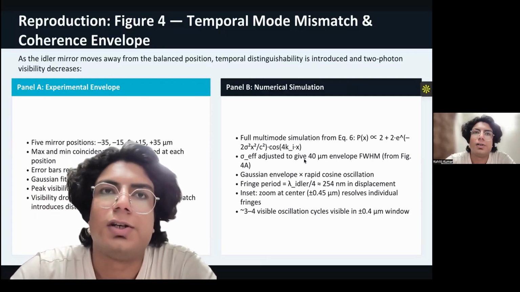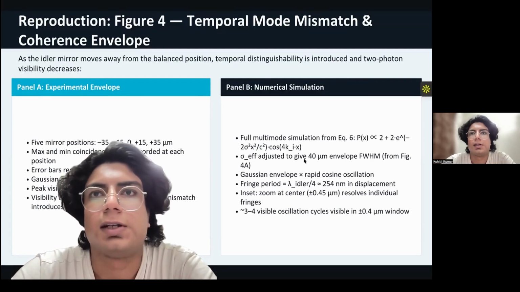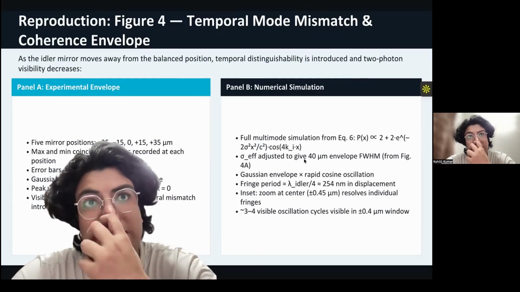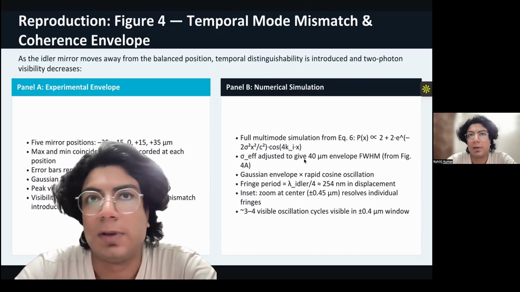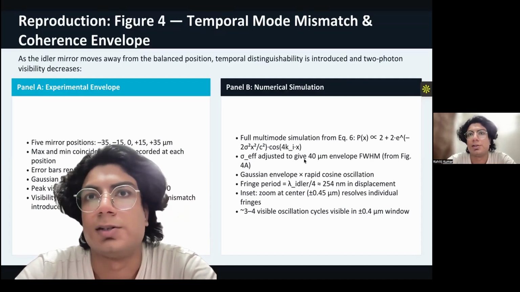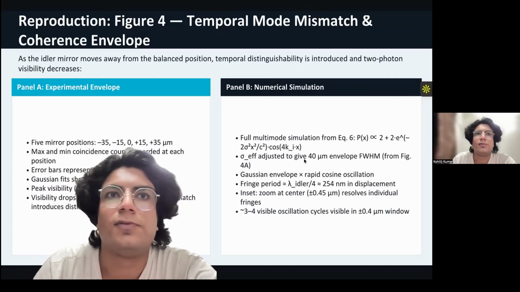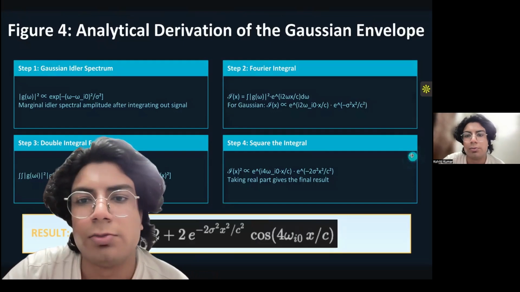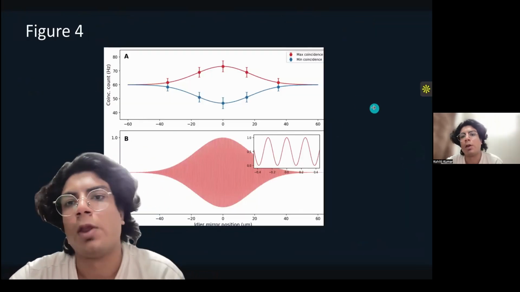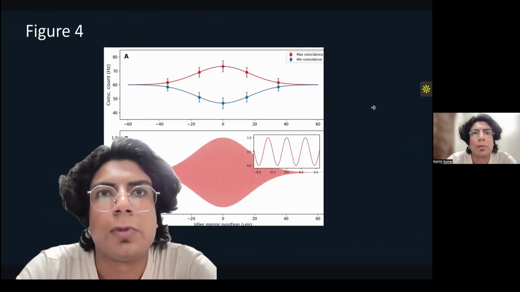So here is how they have done it, the experimental setup. We took measurements at specific mirror positions, which are minus 35, minus 15, 0, 15, and 35 micrometers. At each of these positions, we record the minimum and maximum coherence to determine the fringe amplitude. So here is the code for that. I'll explain everything that's in this code.